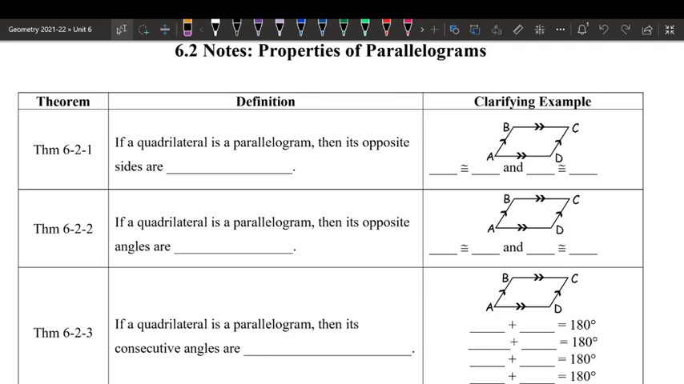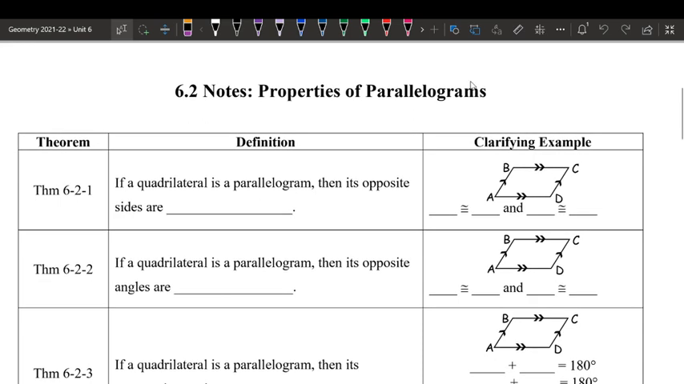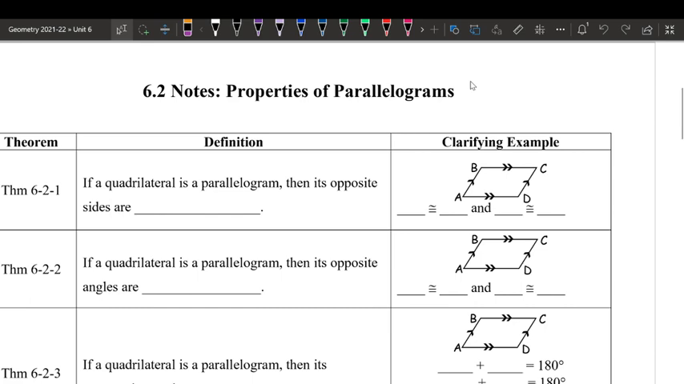This is 6.2, Properties of Parallelograms. So before we get into properties of parallelograms, I realized I don't have the requirement for a parallelogram on this paper. So I'm going to start with that.